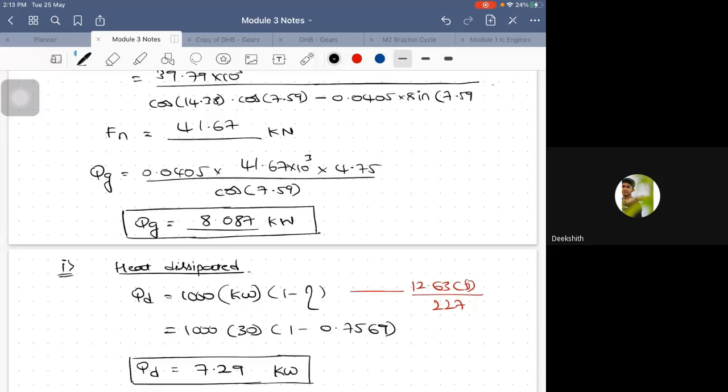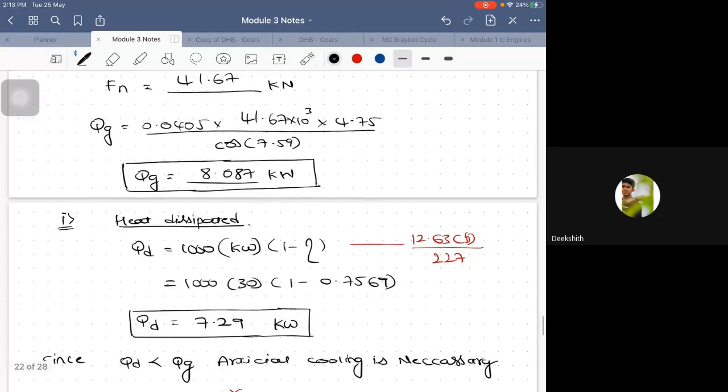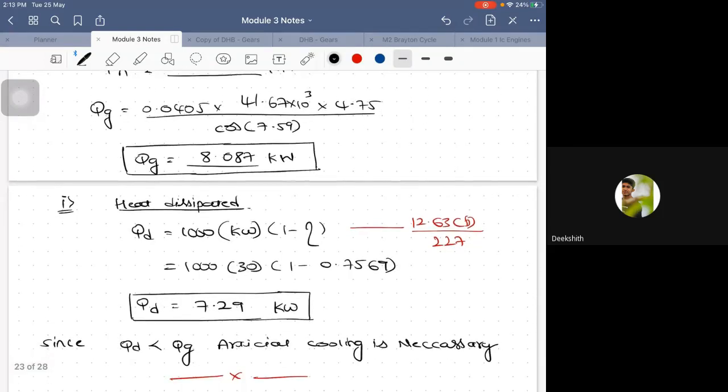So what's your conclusion or what's your inference? Additional cooling is required, sir. Additional cooling is required. Just write that particular statement. Since the value of heat dissipated is less than the heat generated, artificial cooling or additional cooling is necessary. And then you can close your problem.